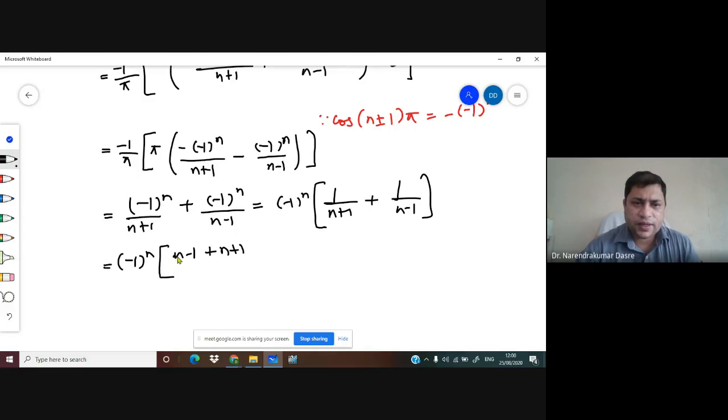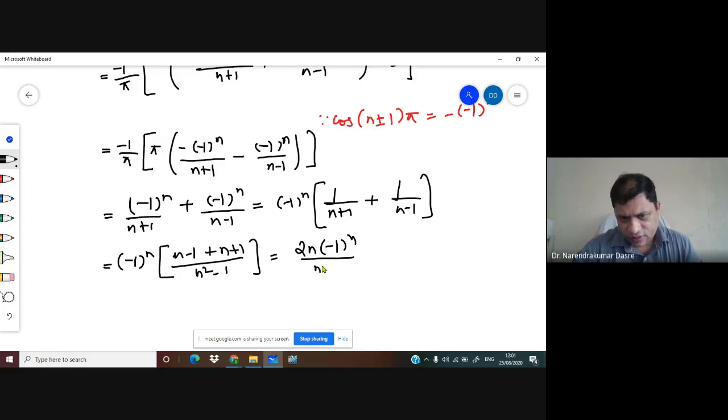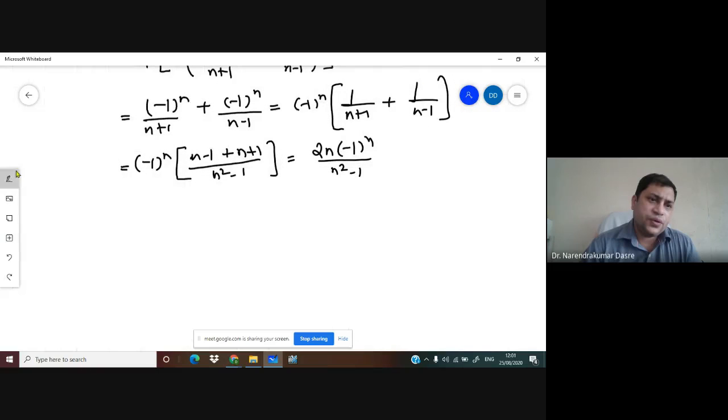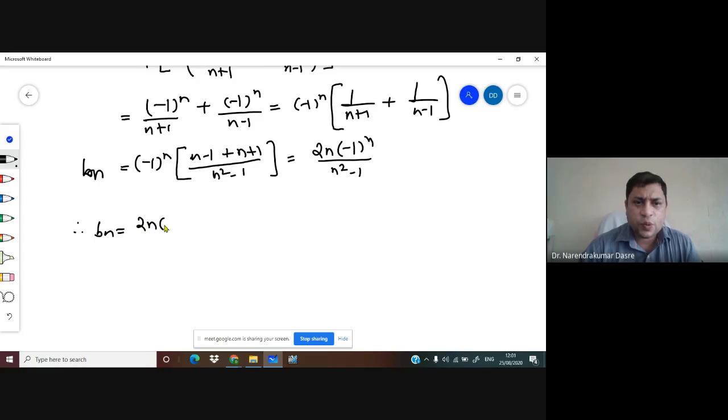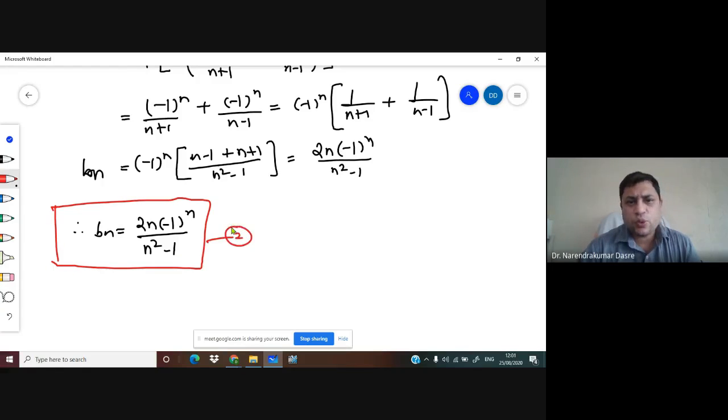Okay, so plus n plus 1 upon, you will be having this as n square minus 1. Now this 1 will get cancelled, and you will be having 2n minus 1 raised to n on n square minus 1. So you got, and hence, bn is equal to 2n into minus 1 raised to n upon n square minus 1. Okay, this is equation 2.